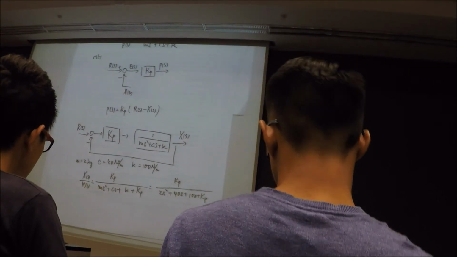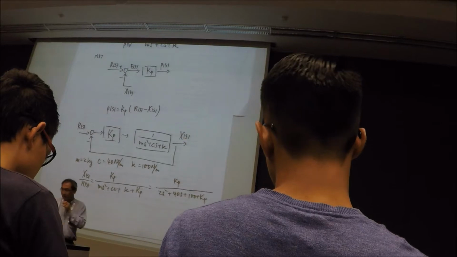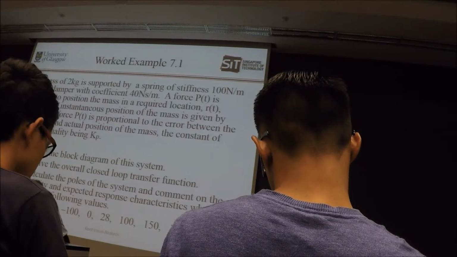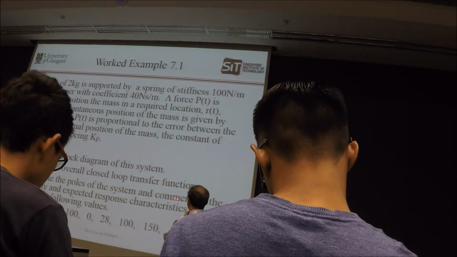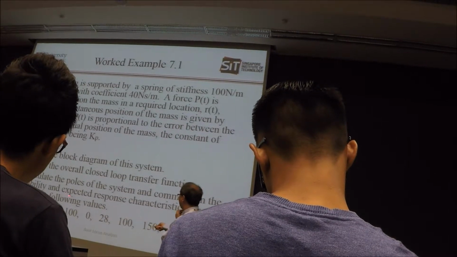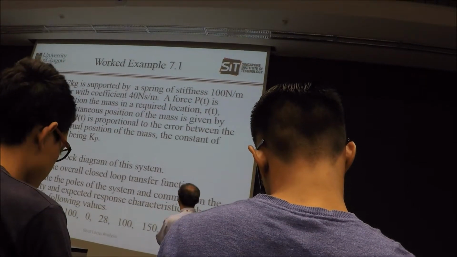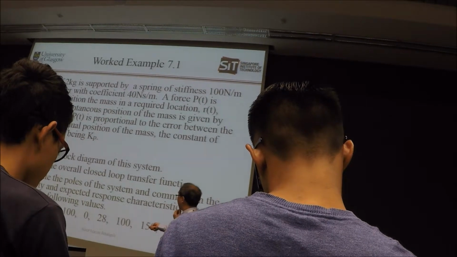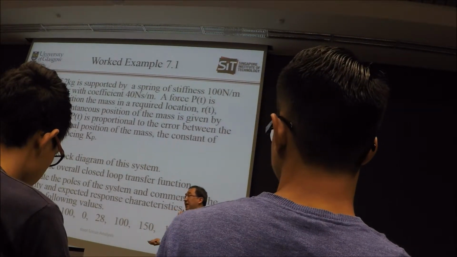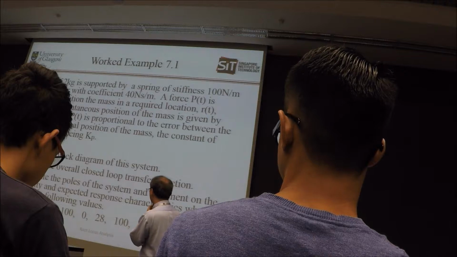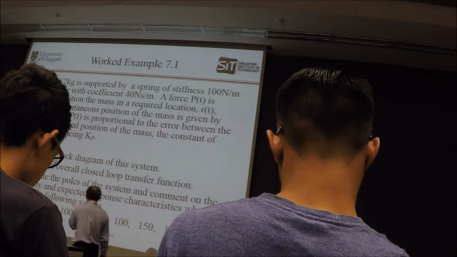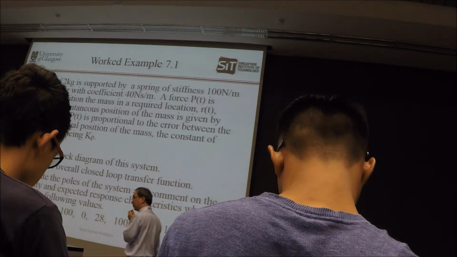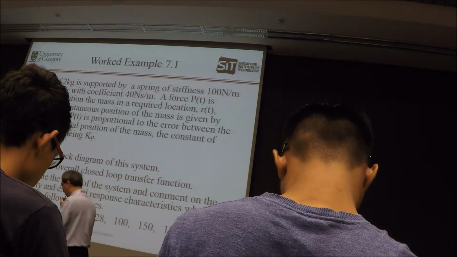Alright, so now, going back, this is what they were asked to do. Calculate the poles of the system and comment on the stability and expected response characteristic when Kp takes the following values. So the Kp can actually take from a negative to a positive value, right? Minus 142, minus 100, 0, 28, 100, 150, 172. So what does it look like?